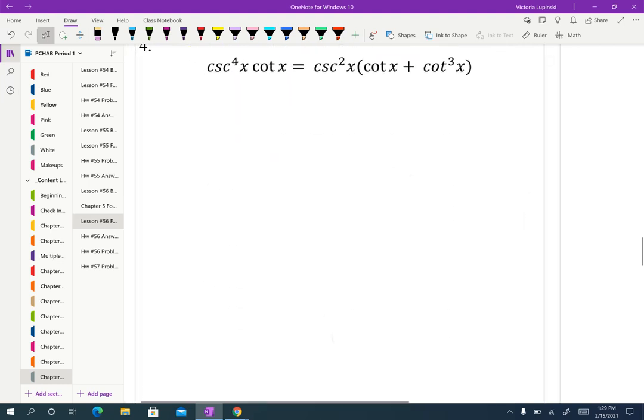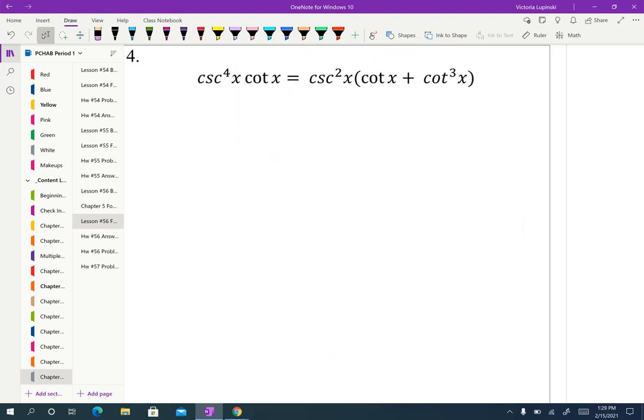Number 4, so cosecant to the 4th times the cotangent equals that right-hand side. So you have a lot of things going on here. Not only do you have square terms, which a lot of the times implies the Pythagorean terms, but you also have higher powers to the 3rd and to the 4th. So you kind of want to keep that in mind. So which side should you go with here? It actually wouldn't matter. They're both equally difficult or equally easy, however you want to look at it.